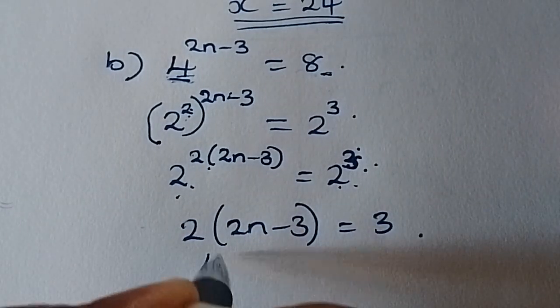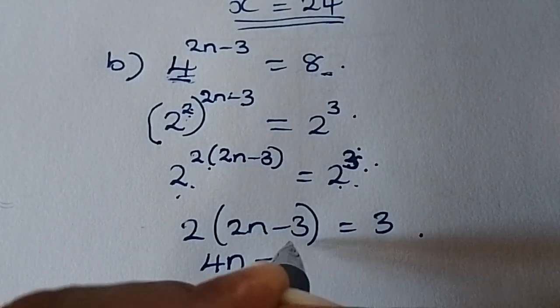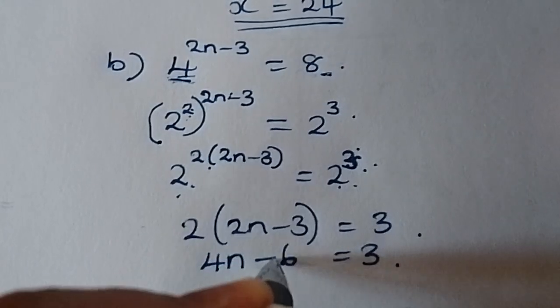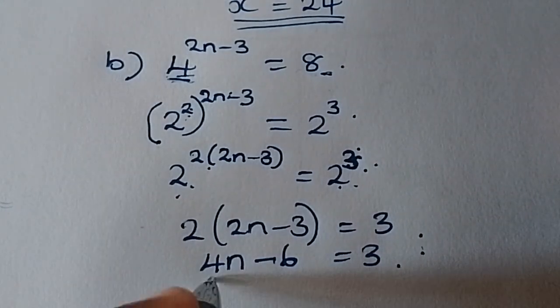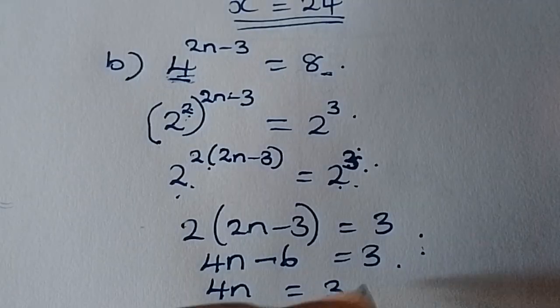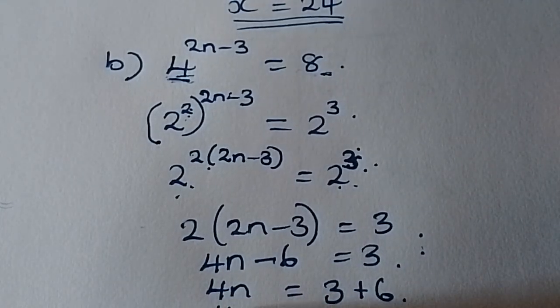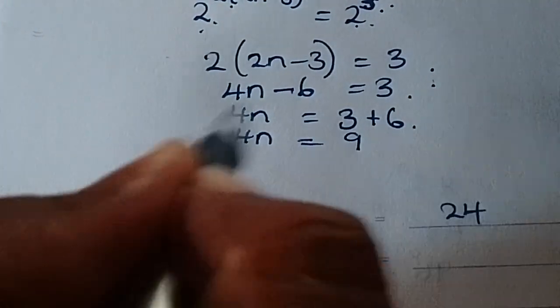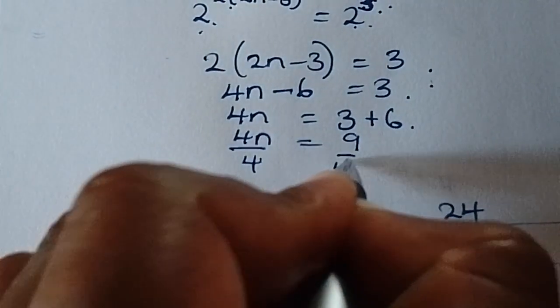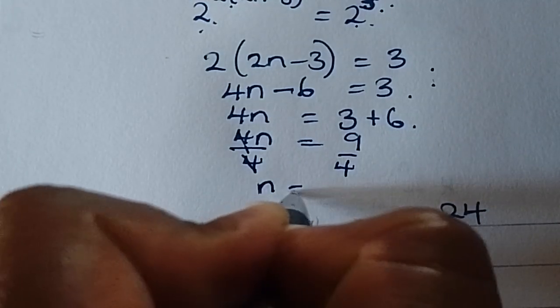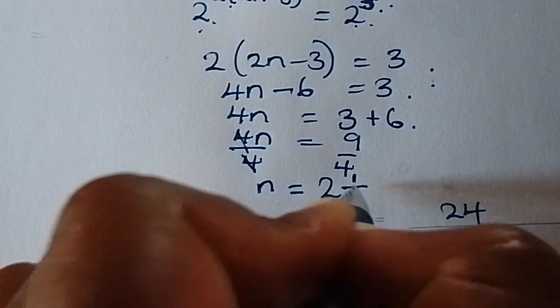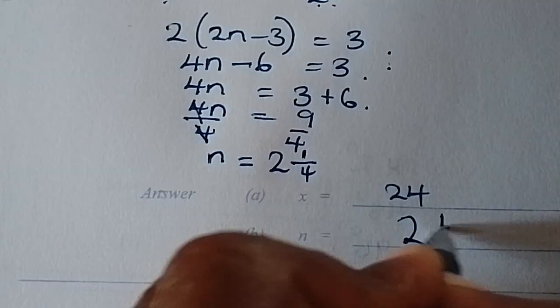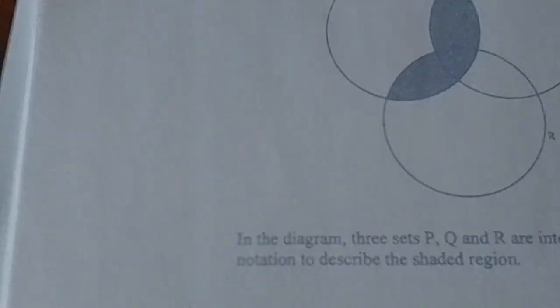Then multiply 2 by 2n and by minus 3: 4n minus 6 is equal to 3. Bring this negative 6 to this side. We now have 4n is equal to 3 plus 6. Then 4n is now equal to 9. Divide both sides by 4. So n is equal to 2 and 1 over 4. That's our 8b. Moving on to number 9.